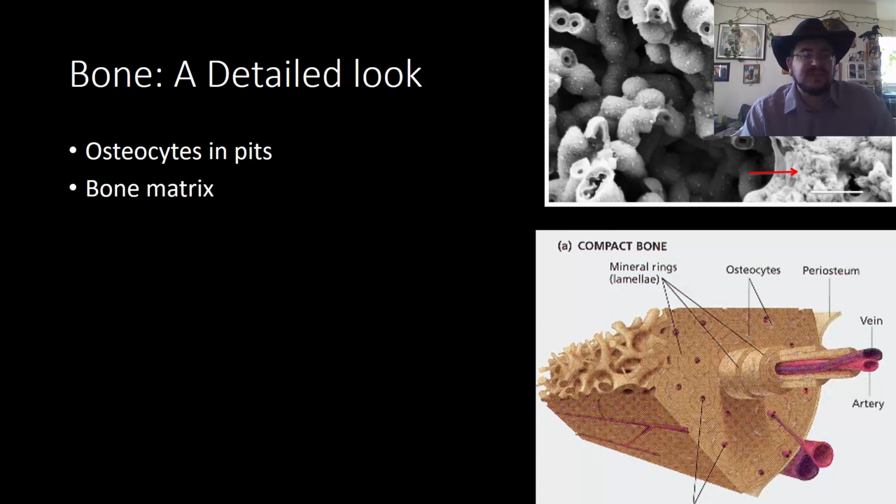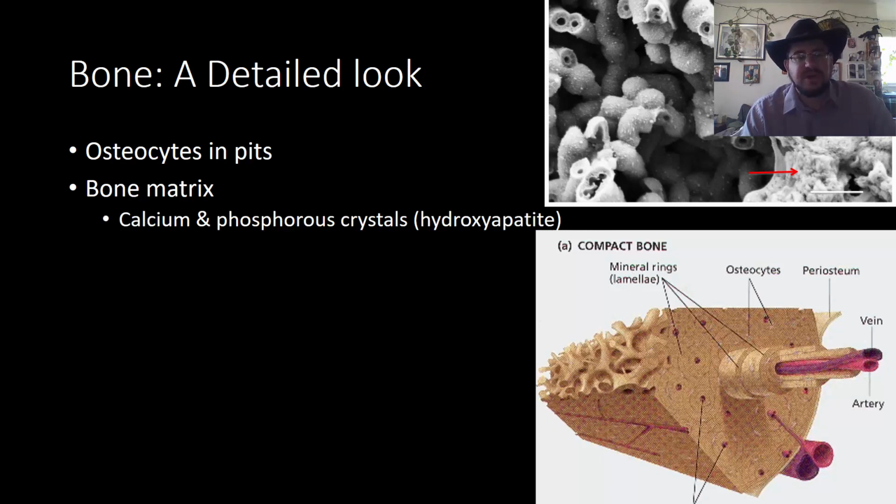So the bone matrix is made up of 2 components: calcium and phosphorus crystals, hydroxyapatite crystals, and collagen. The calcium and phosphorus crystals, the hydroxyapatite, provide that rigid structure, but it is also brittle. And then it's the collagen that provides some small flexibility and strength to the system so that it can resist impacts.